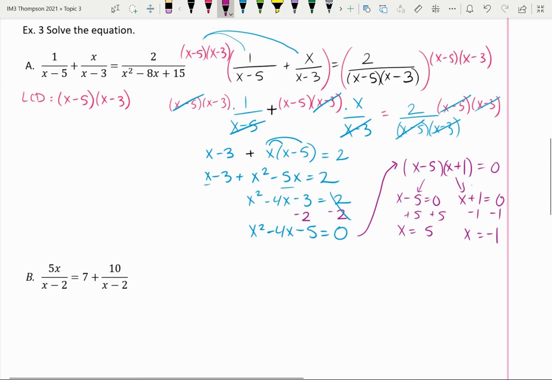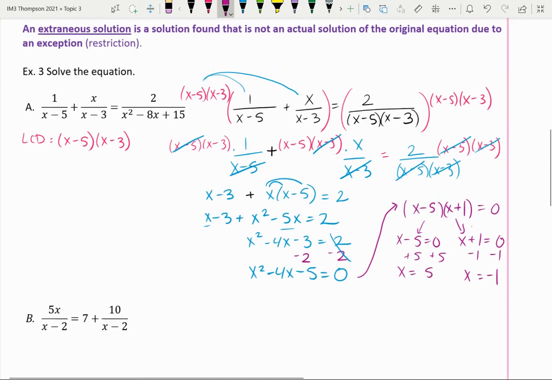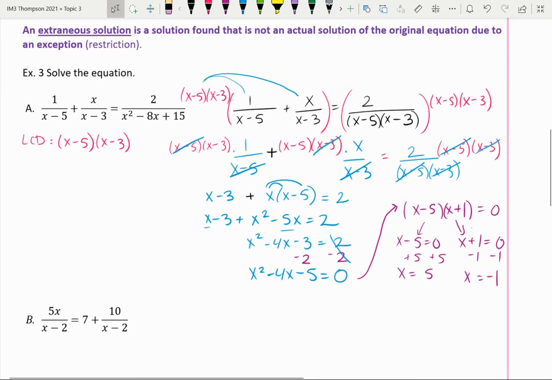We okay on that last part? Factor, solve? Hopefully. Now, those are actually not both answers. So let's go back and talk about the whole idea of an extraneous solution, right? An extraneous solution is a solution found that is not an actual solution of the original equation due to an exception, in this case, a restriction.